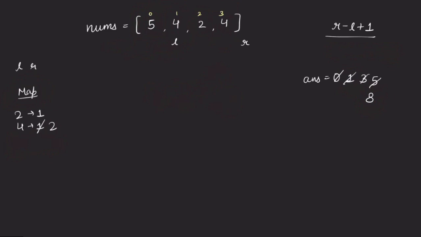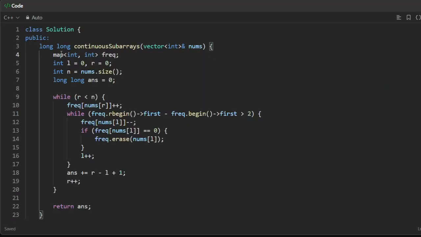Let's quickly look at the code of this approach. First of all, we have created a map named frequency for storing the frequency of the elements that are present in our current subarray. Then we have created a left pointer and a right pointer, which are initially pointing to index 0. Then we are taking the size of the nums vector and an answer variable for storing our answer.